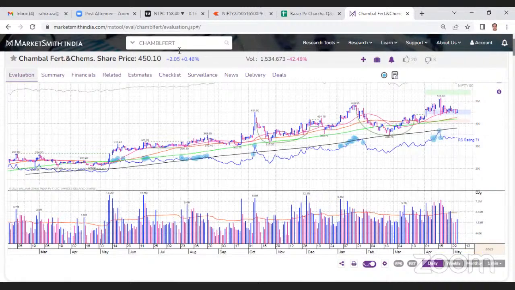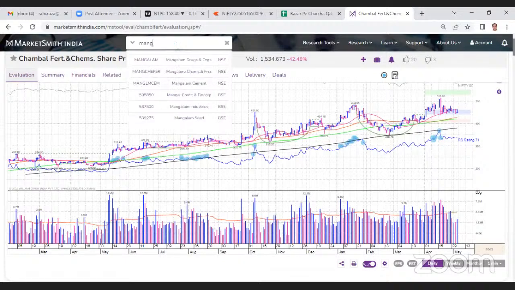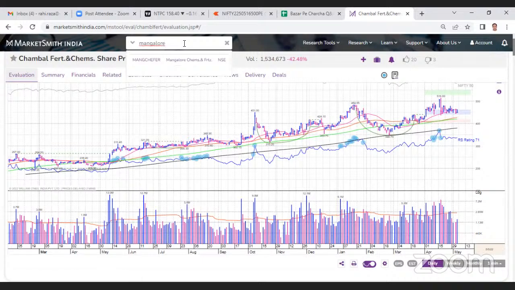Mangalore Chemicals. Last question, then I will take one query, then we will wrap up. Mangalore Chemical, this is the one.